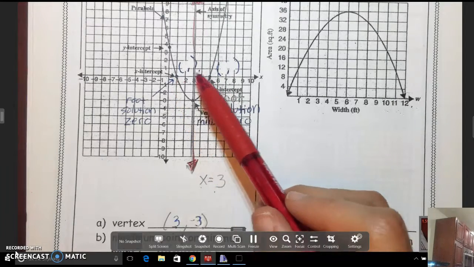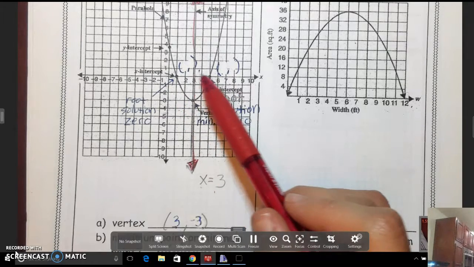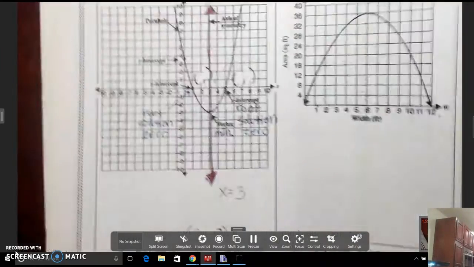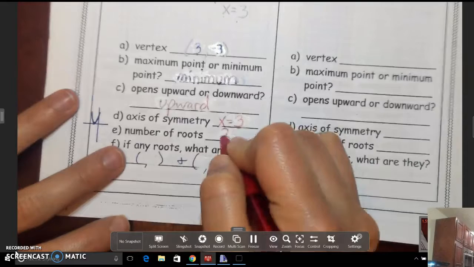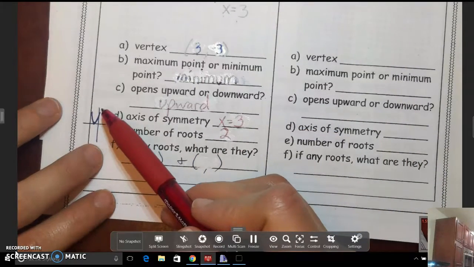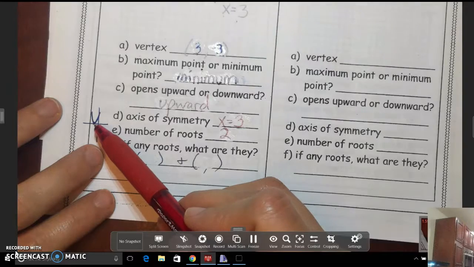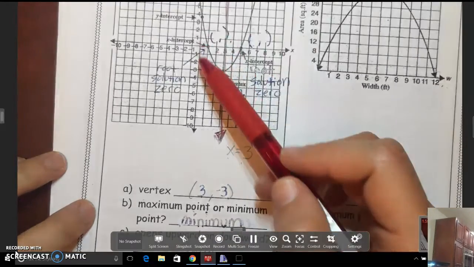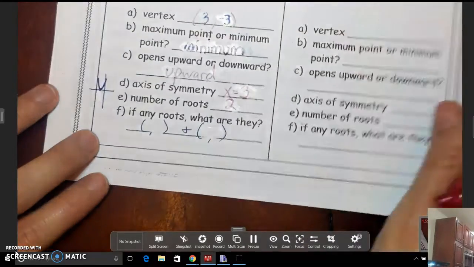So this one has 2 roots. It crosses the x-axis at 2 points. These are 2 roots, 2 solutions, 2 zeros. So number of roots is 2. If you want to see what it would look like if it was one solution, if your U is just barely touching on the x-axis, that would be one solution. It only touches at one point. But ours does dip down below the x-axis, so that makes us have 2 solutions, or 2 roots.